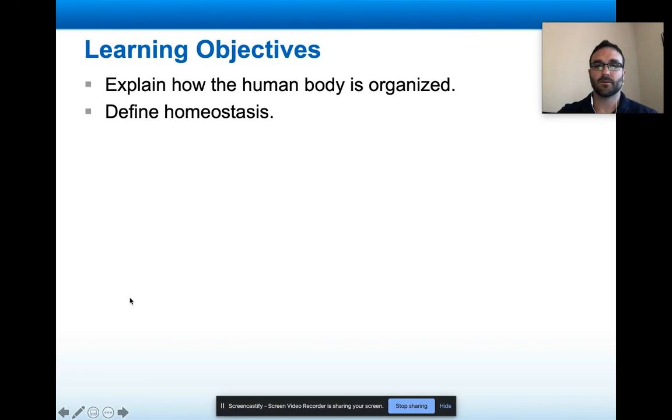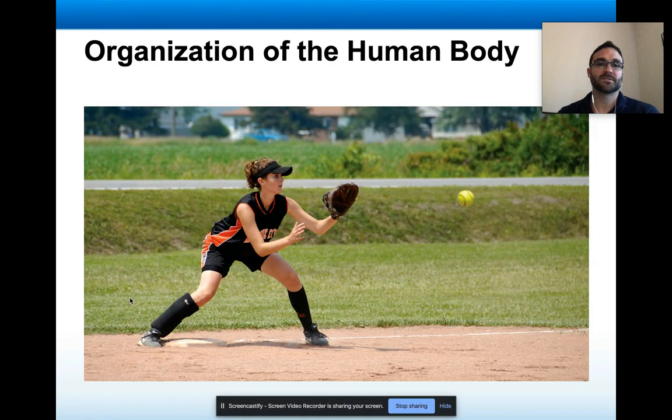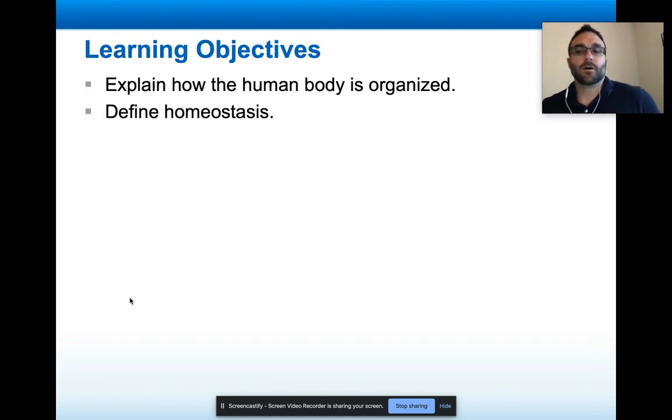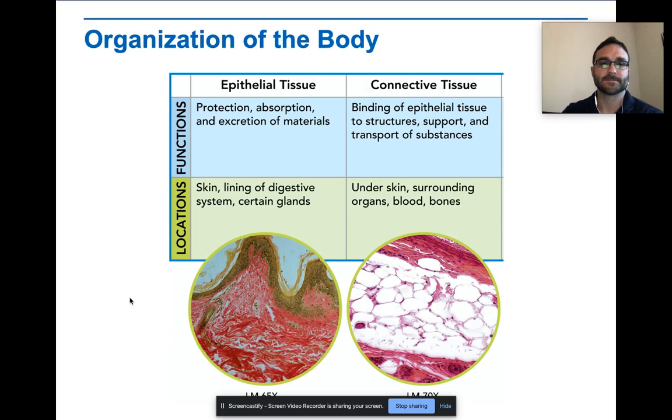All right, so organization of the body. Here we go. We're going to learn how different cells come together and form organs and organ systems. And then finally, we're going to end our lesson on homeostasis. Since we are in the kingdom Animalia, we are eukaryotic, so we have a nucleus and organelles in our cells. In addition, all animals are multicellular.